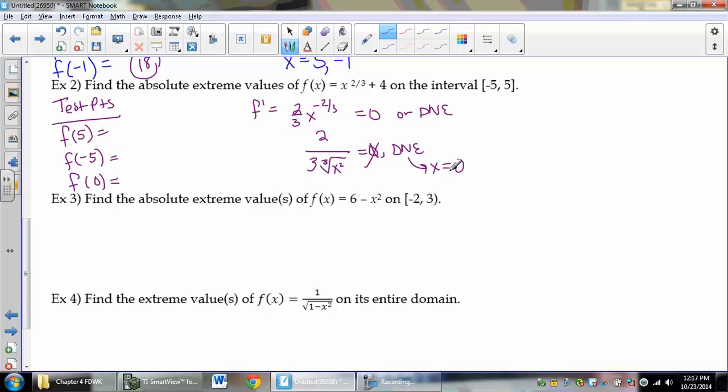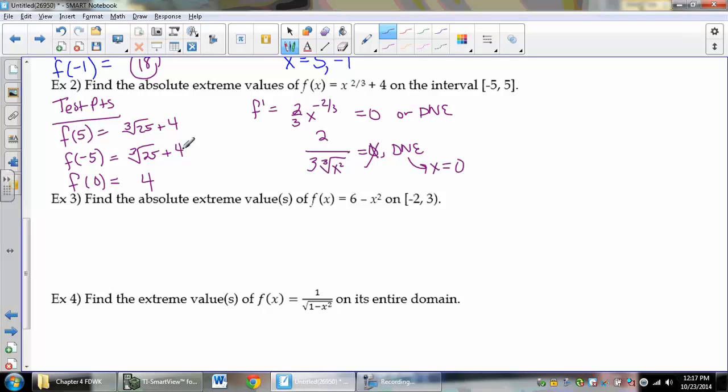And then I'm going to look at that. I'm going to plug these three values into here, and I'm going to get, let's see, the cube root of 25 plus 4. I'm going to get another cube root of 25 plus 4. And then when I plug in 0, I'm just going to get 4.